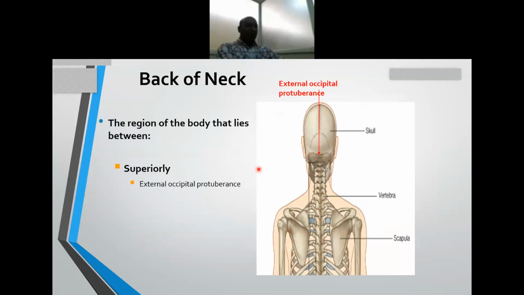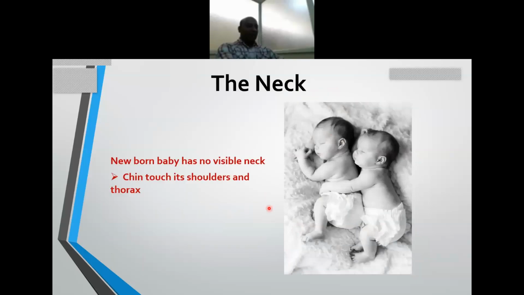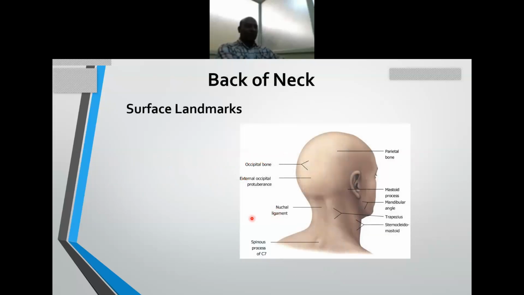So the back of the neck is bounded above by the external occipital protuberance along the middle of the superior nuchal line, laterally the superior nuchal line, then the mastoid process. Okay, inferiorly it is the spine of the C7 vertebra in the middle, and laterally if you go, it is the acromion process of the scapula and the spine of the scapula. Okay, so the neck is not very prominent or long in children. As they grow, the cervical vertebrae elongate and then the neck becomes apparent.